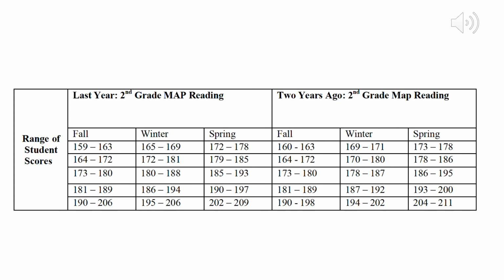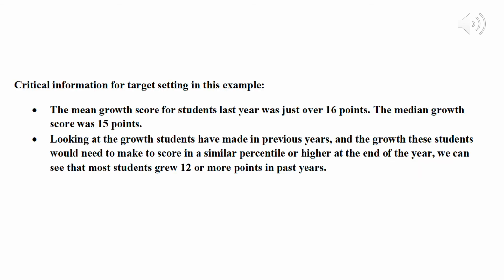2 years ago, so that whole different group of second graders, you can see their scores from fall, winter, and spring and calculate that growth across the year too. So you'll take the fall scores and compare them to the spring scores, and that's how you can determine the average growth for these students.